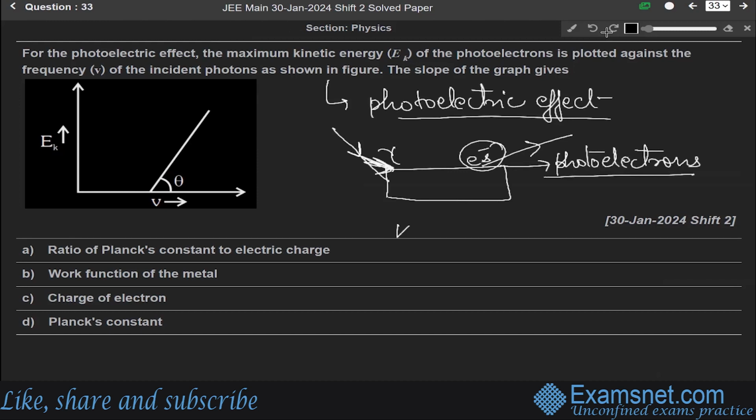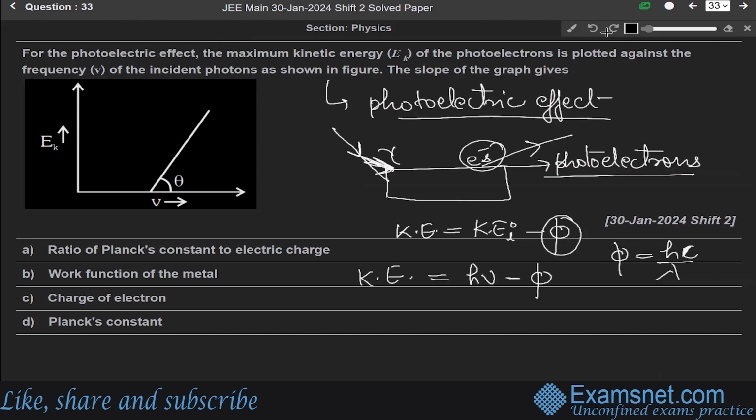So the kinetic energy of these photoelectrons is equal to the initial kinetic energy minus the work function. This work function phi is equal to hc over lambda, and this initial kinetic energy is what? h nu, where nu is the frequency, minus phi, the work function.